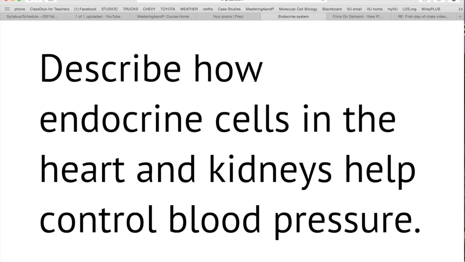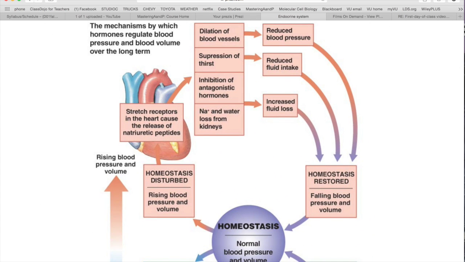Hormones of the heart and kidneys and blood pressure is the next topic. If our blood pressure increases, the heart is going to get stretched out. There are cells in the heart that sense this and they release natriuretic peptides, or ANP. This is going to cause dilation of blood vessels, suppression of thirst, inhibition of antagonistic hormones, and also sodium and water loss from the kidneys. All these things work together to decrease the blood volume and therefore the blood pressure and bring us back into homeostasis.